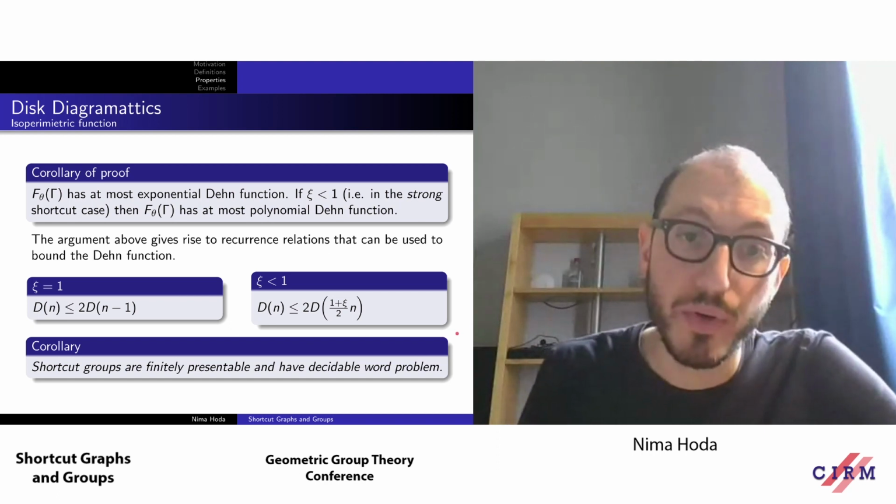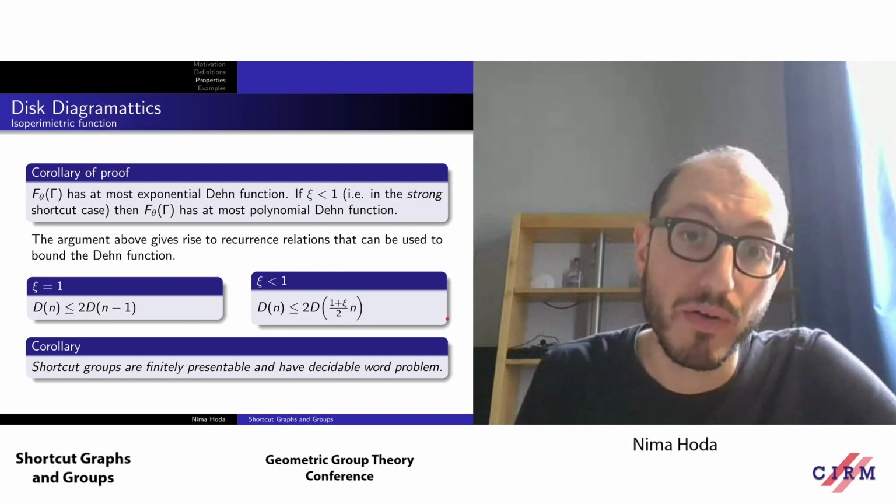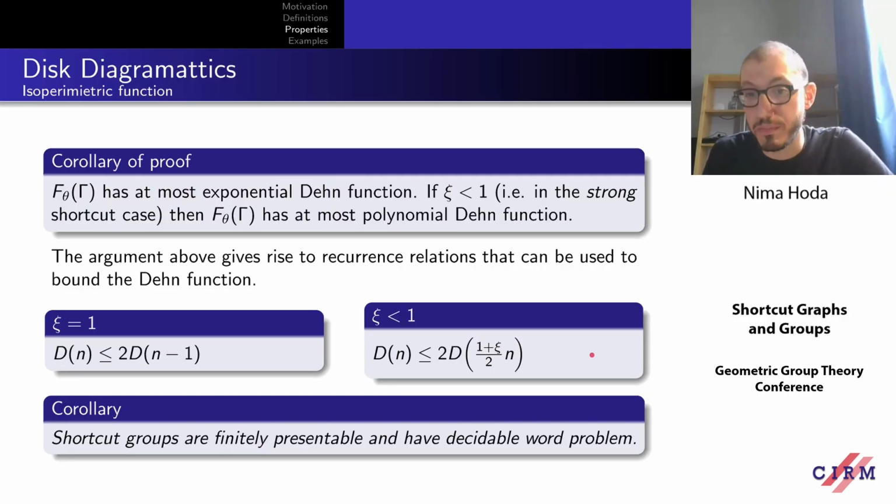The other corollary we get is that shortcut groups are finitely presentable and have decidable word problem.